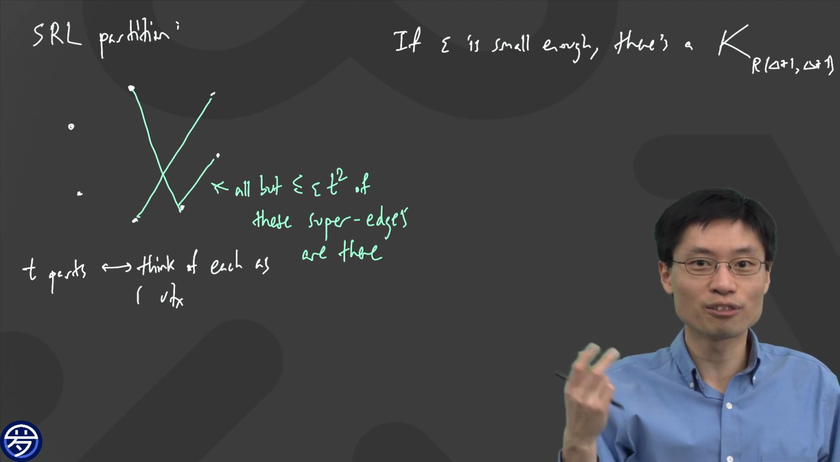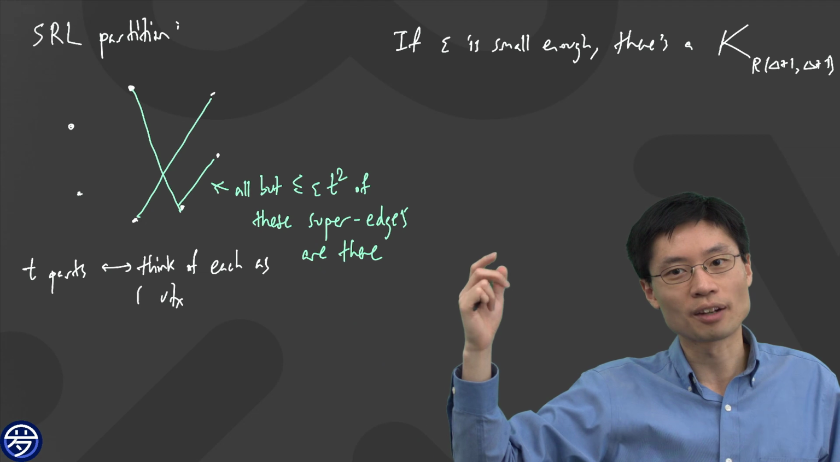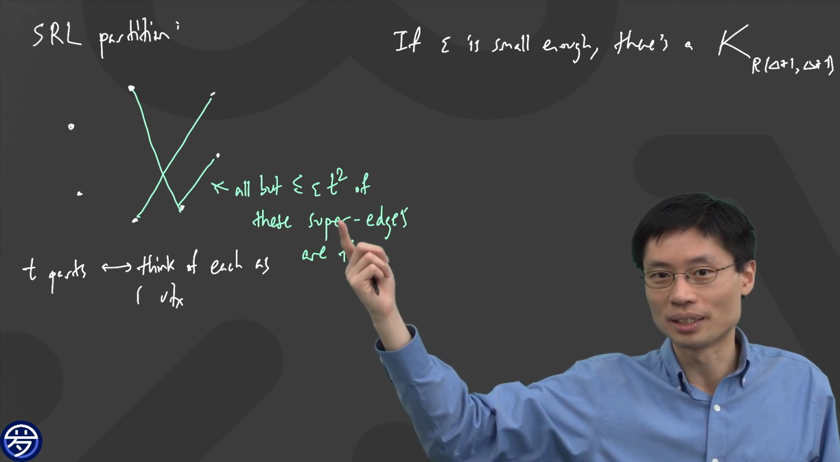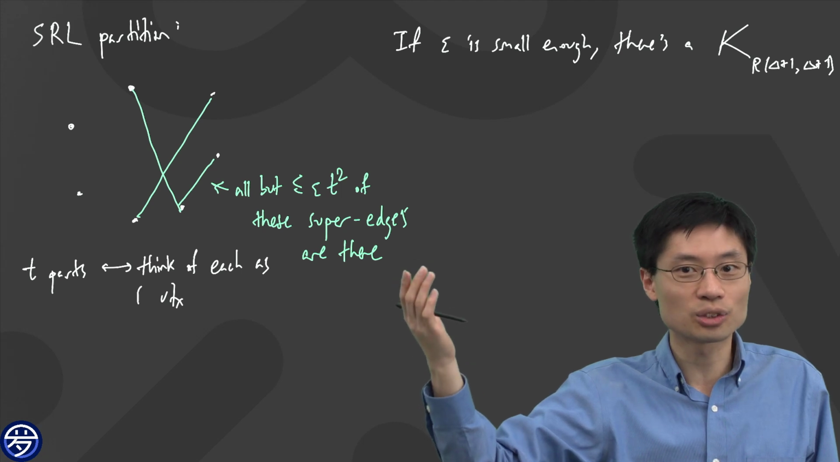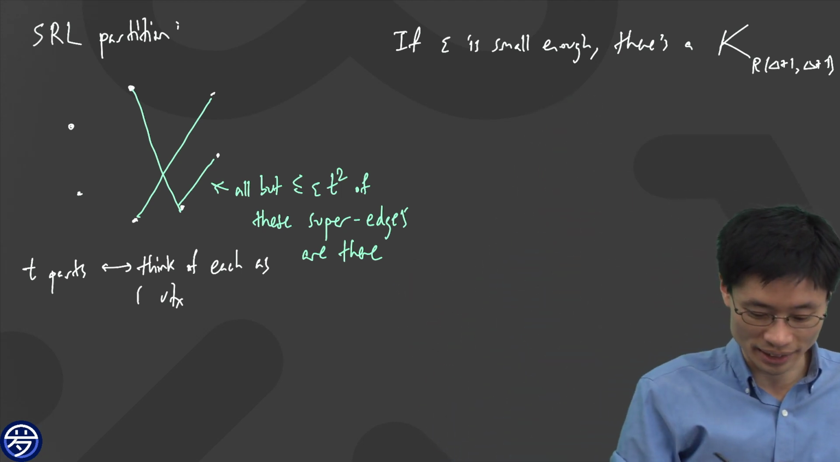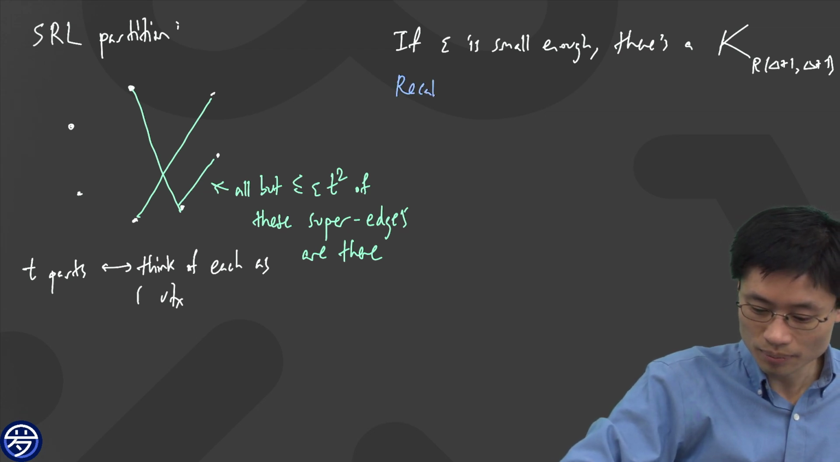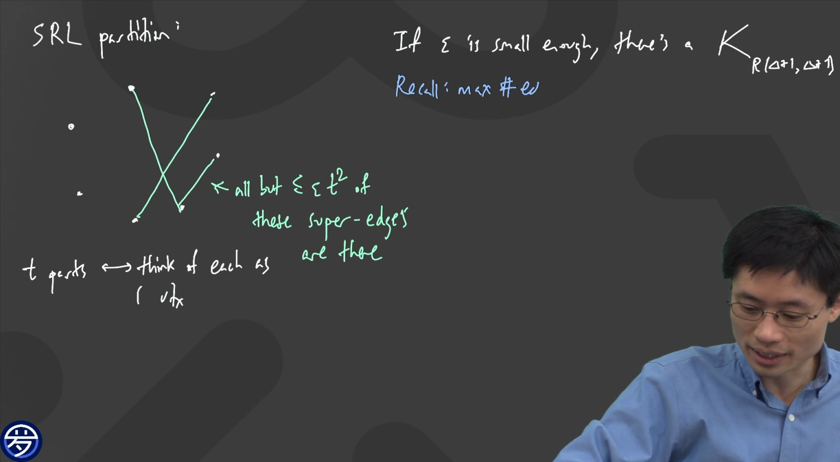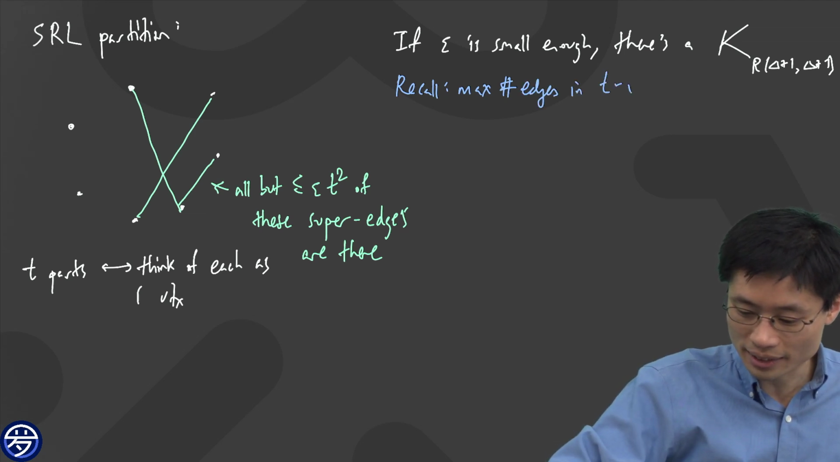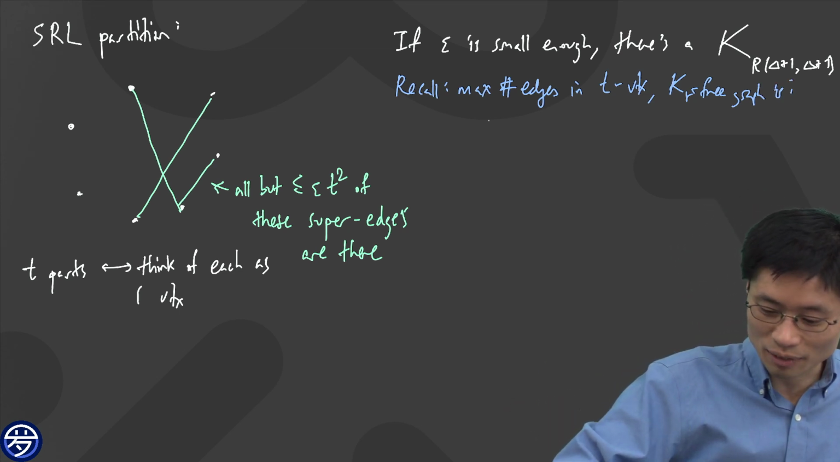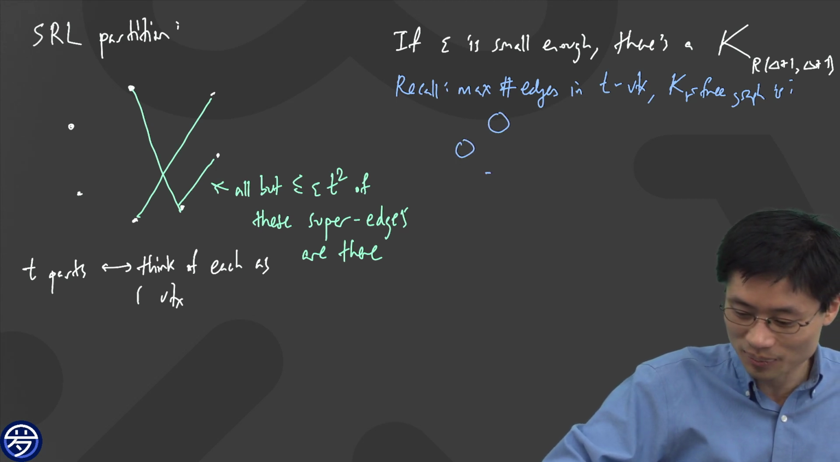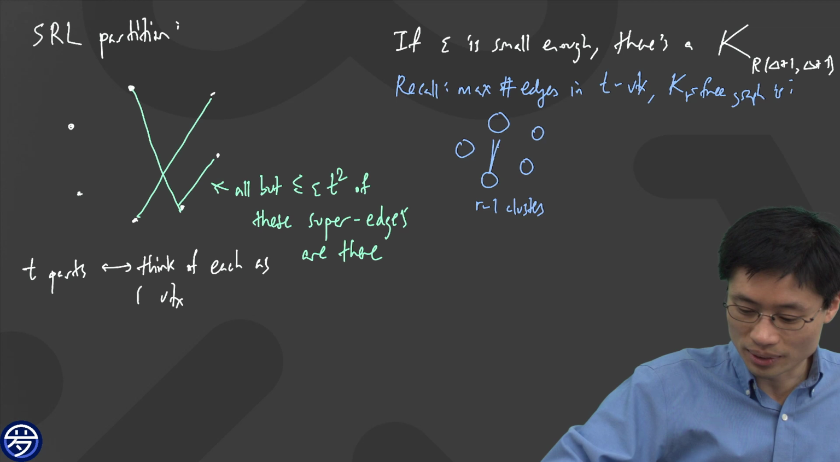If I was looking for a K4, just to remember where these bounds came from, if I'm looking for a K3, I just need epsilon to be at most, I don't know, like the maximum number of edges in a K3-free graph is t squared over 4. Let me write down a few of those calculations. So let's recall. The maximum number of edges in, let's say, a t vertex K_r-free graph is what you could get if I put the t vertices. Now these clusters are not the regularity clusters, but I will make a bunch of these things. I'll make r minus 1 clusters. We do this.